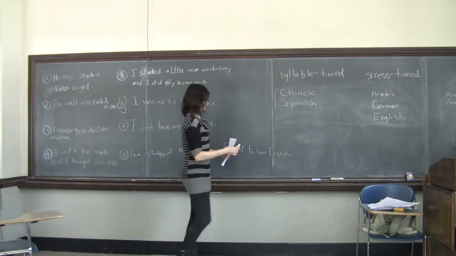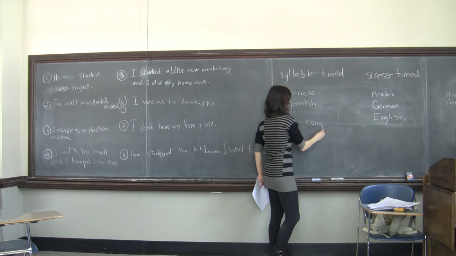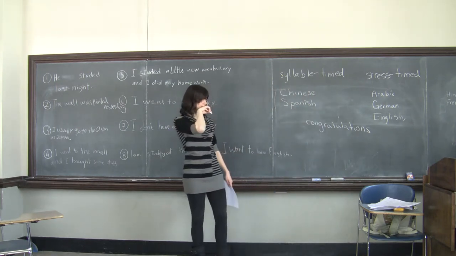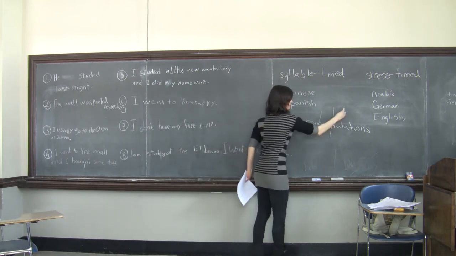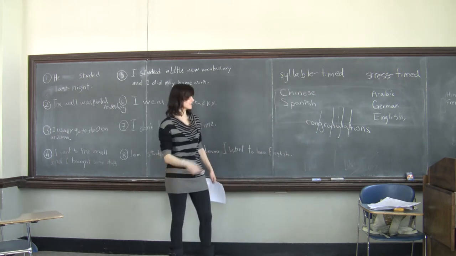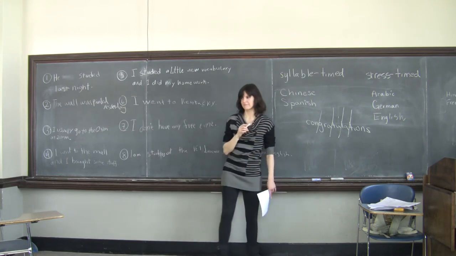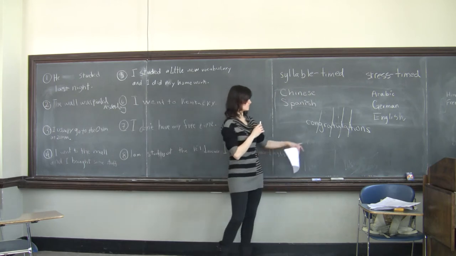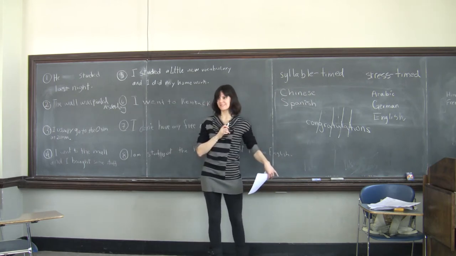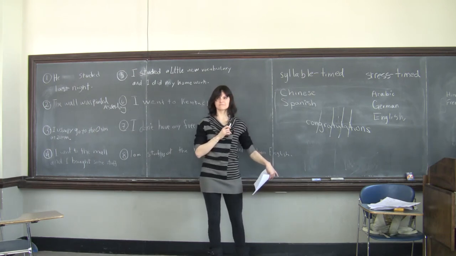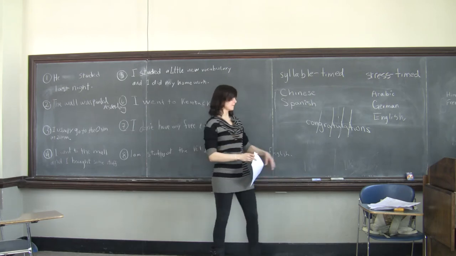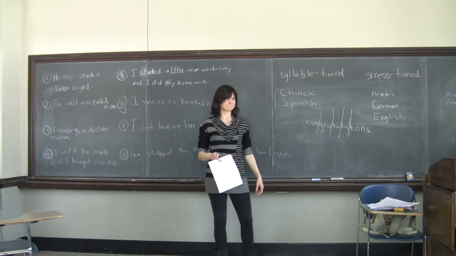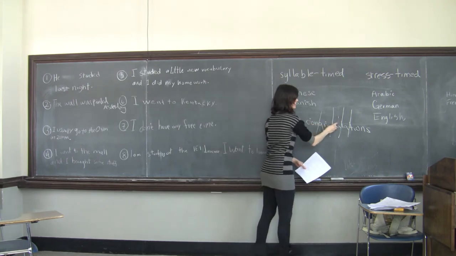Okay. English. Let me show you an example. First with a word in English. This is just one word, right? How many syllables does it have? Five syllables. Where is the stress? Congratulations. So we have many small syllables, one big, right?